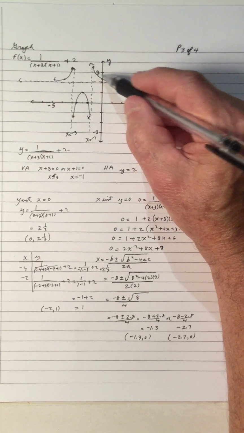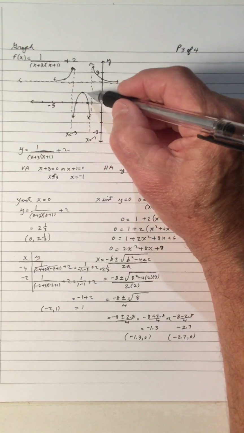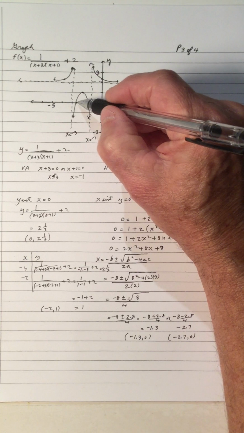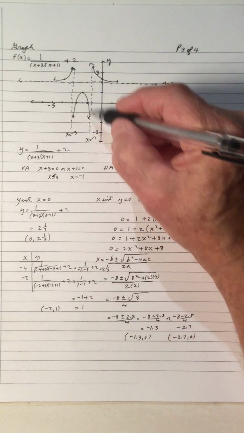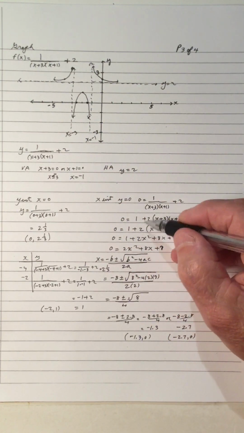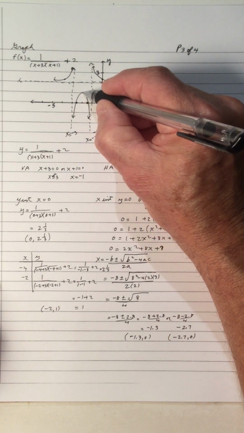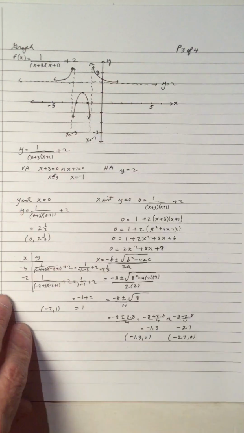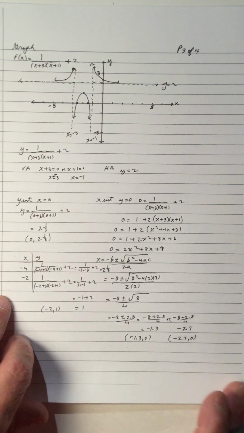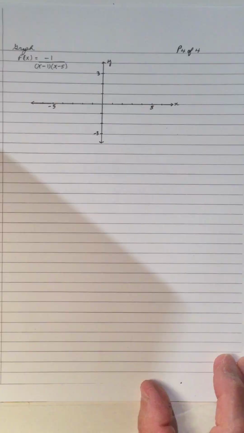So as we said, it's on the outside and there's a parabola in the middle. But we found the 2 x-intercepts by using the quadratic formula, and we found this point. So there's its shape. Okay, let's have a look at one more.